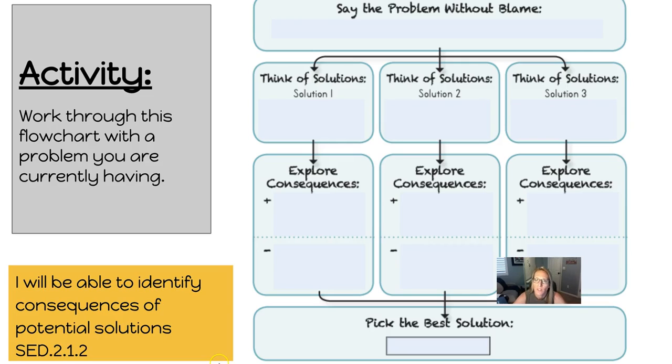Now it's your turn. Your assignment is to write down a problem that you're having. See if you can state it in a way that you're not blaming or using any of those fighting fouls that we talked about. And then see if you can come up with 3 different solutions for that problem. And then write down what some of the consequences are, whether they're positive or they're negative. See how many different consequences you can come up with. And then finally, pick the best solution after you've explored those consequences.